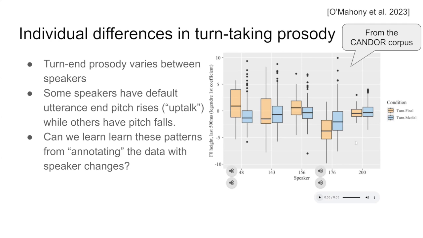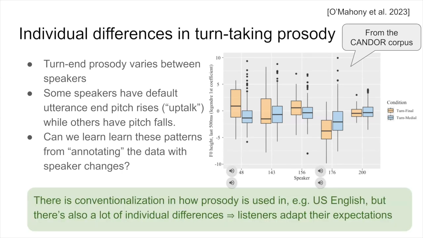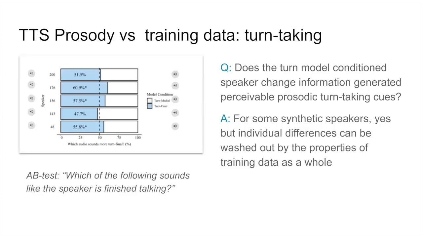So there is a lot of variation in the data with this. We wanted to see whether the TTS system would pick this up, and it has some speaker information when it's training, so it should be able to learn different voices. The question is, if we add this information into the model, does it learn it? The answer is yes, for some speakers. If you generate one that has the turn final flag, versus the other, listeners will hear more turn final.